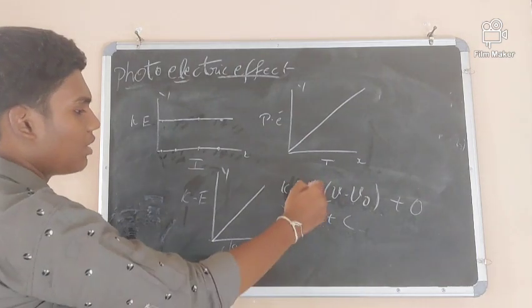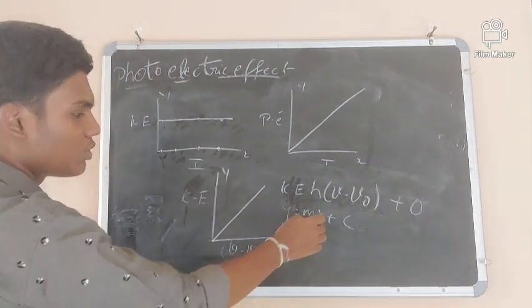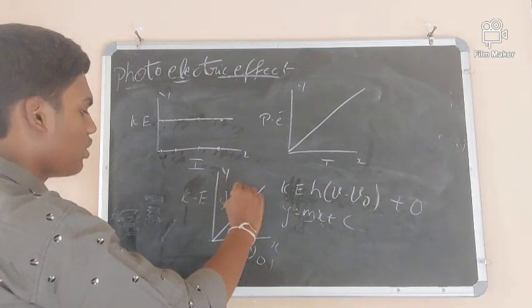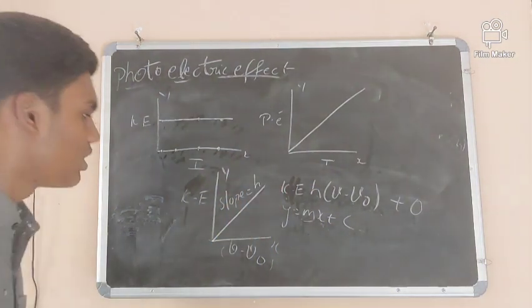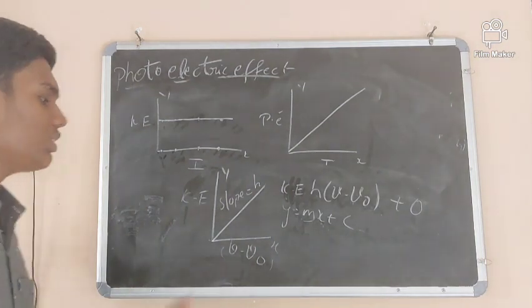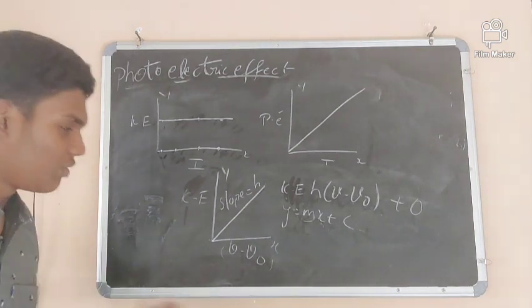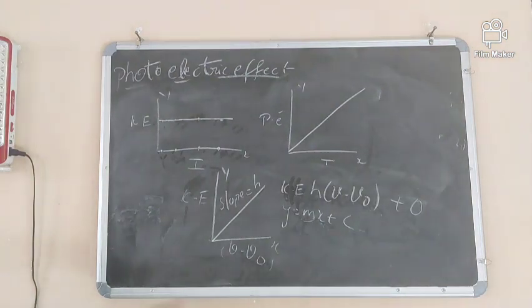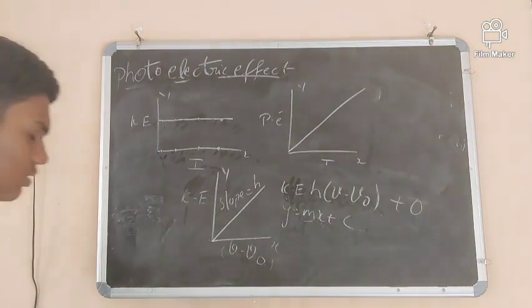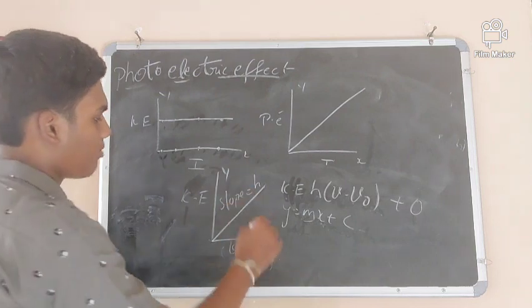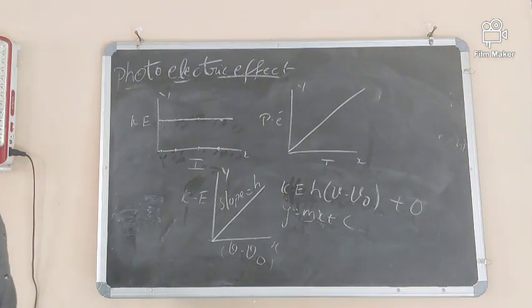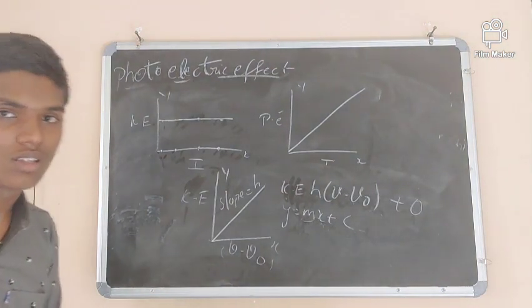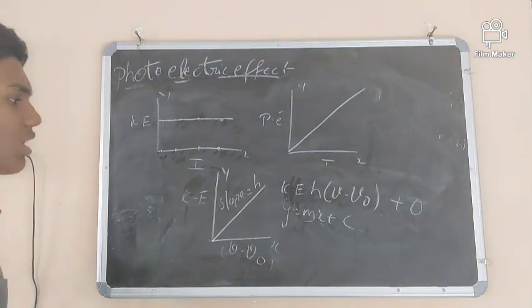M is the slope, so m is h. So slope equal to h. H means Planck's constant, right? We can prove it like this. Slope is equal to h, and there is no intercept. In the past graph, the intercept is negative because it is passing through the y-axis. This is about the graphs.